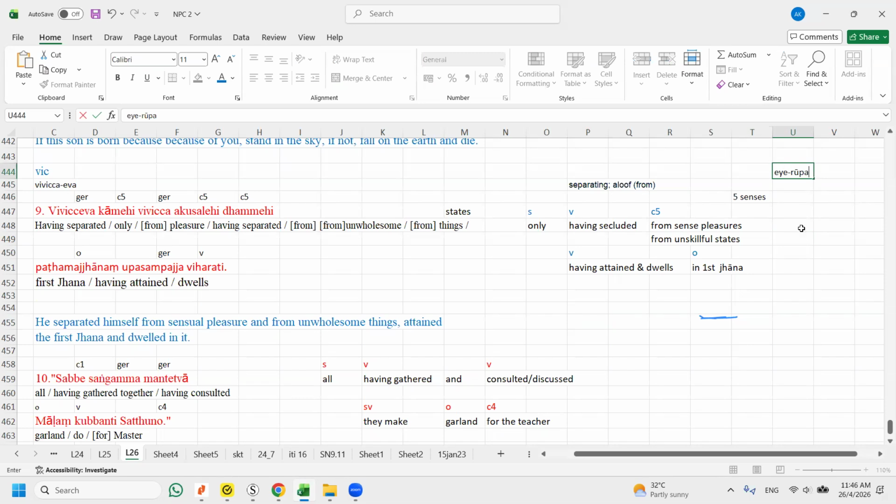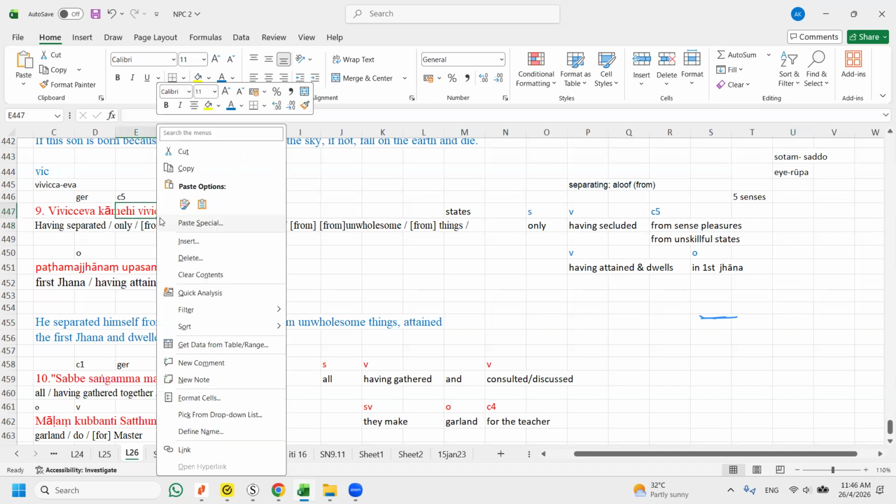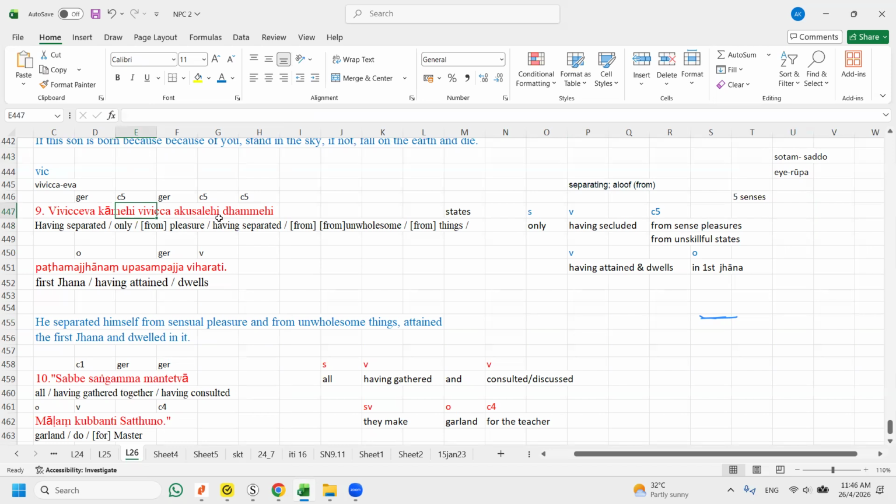The eye and the rupa. And then the ear, that means the ear is sotam plus sadda. Sadda is a sound. So this is a sound. That means excluded from sensual pleasure. That means you are attracted to the sight, attracted to the sound. Okay, then again, the second one, vivicca akusalehi kamehi. Akusalehi dhammehi. That means this is an adjective to this. Here this one is akusala. We take it as unwholesome. And then dhammehi, the word dhamma has a lot of meanings.